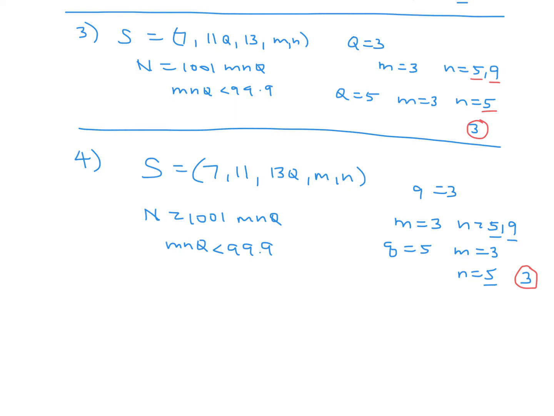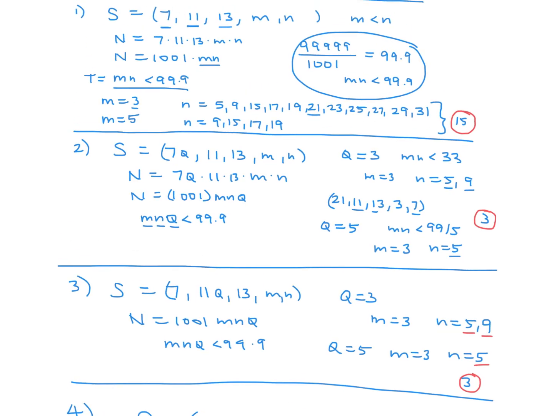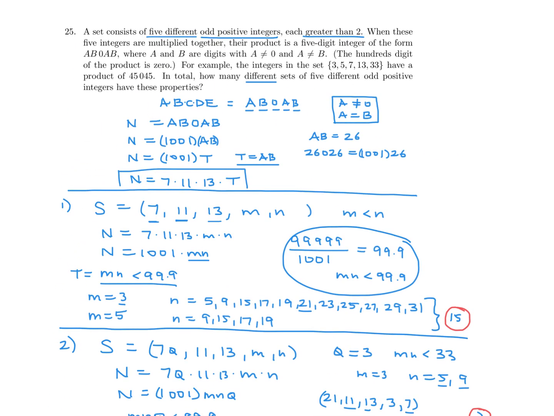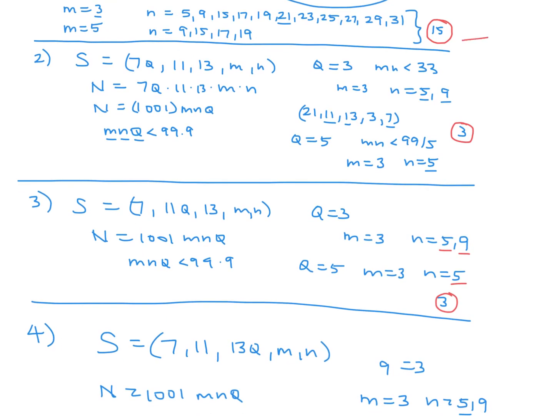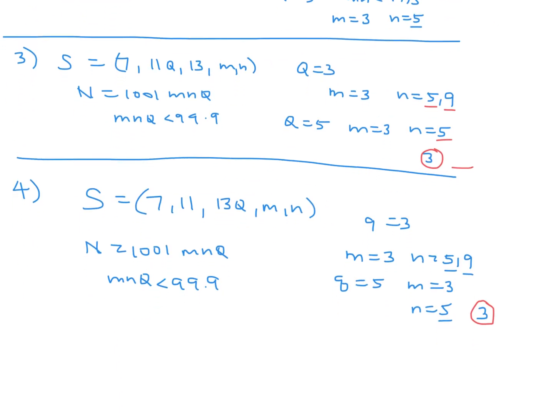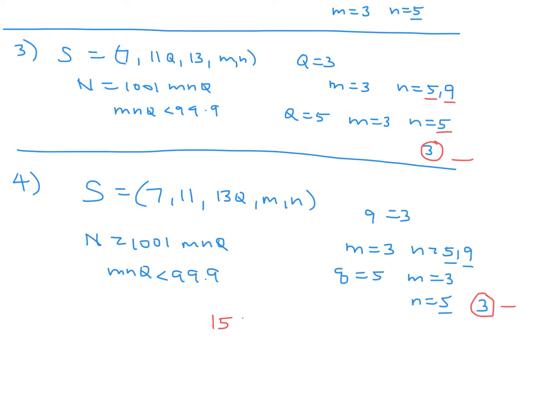Otherwise, if you go further, you'll get cases that either are already done, so you get overcounts, or you get scenarios that don't match the criteria, for example, this criteria. Okay, so we have 15, 3, 3, and 3. So 15 plus 3 plus 3 plus 3, and that's 24. And 24 is the answer to this question.